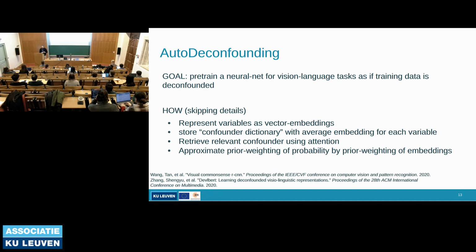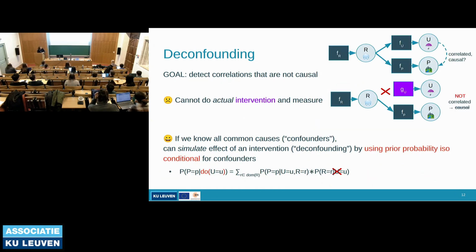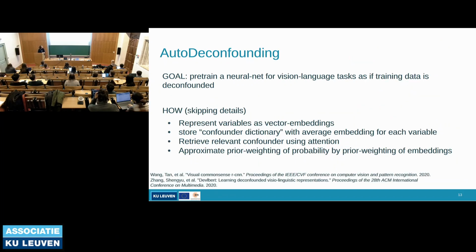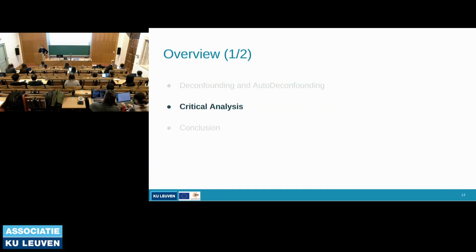They then store a big dictionary with an average embedding for each object, which is called the confounder dictionary. From that, they use a certain attention mechanism to each time retrieve relevant confounders and use those to deconfound. And this prior weighting step I was talking about before, which weights by the prior probability instead of the conditional probability, they approximate by taking a prior weighted average of the embeddings. This is very high level, but you can ask me more offline.